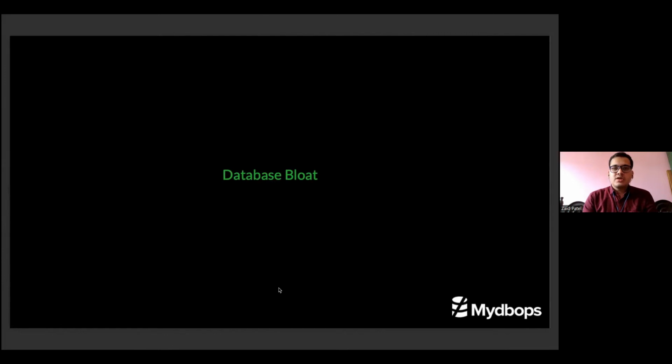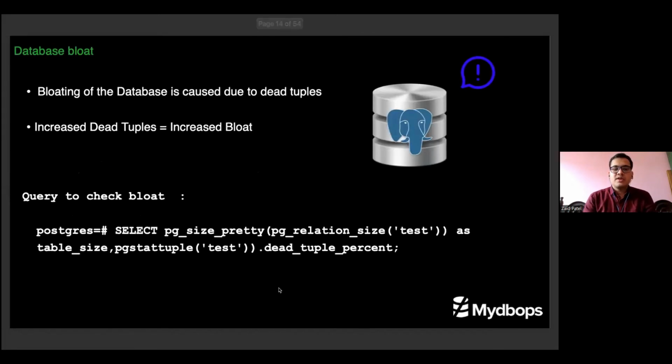So this gives rise to database bloat. Database bloat in general means the storage accumulated by the dead tuples, the tuples that were not removed. As these dead tuples increase, the database bloat also increases. Here's a sample query to check database bloat, wherein you can write your table name over here, and the result will be the percentage of dead tuples.